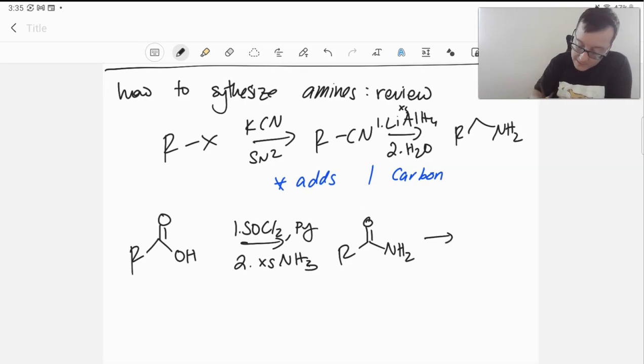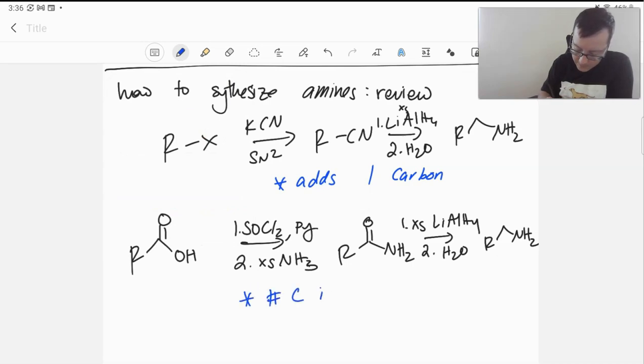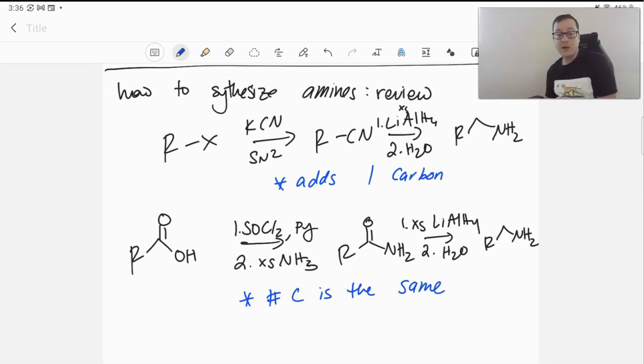And then if we go ahead and again adopt excess lithium aluminum hydride and a water wash, we can end up getting our amine out. Notice that this one, the number of carbons is the same from start to finish. So however many carbons you've got in your original molecule will still be the same at the end. So you can use a carboxylic acid. We've seen so many ways to make carboxylic acids. We make them from primary alcohols, from aldehydes, from all of our other carboxylic acid derivatives. We can turn these into amines. Any alkyl halide can be turned into an amine using a cyanide.